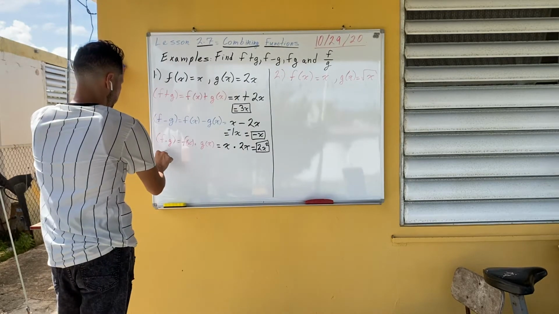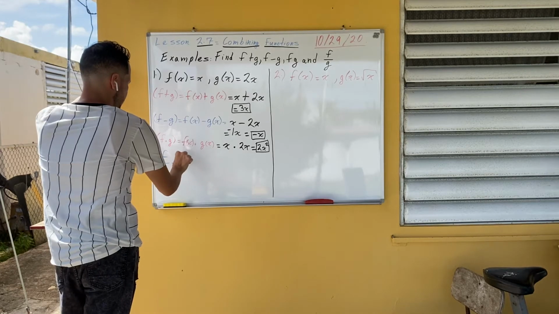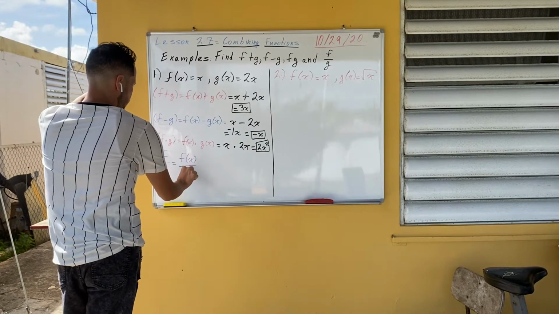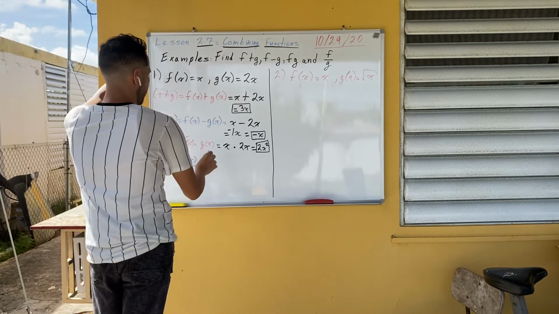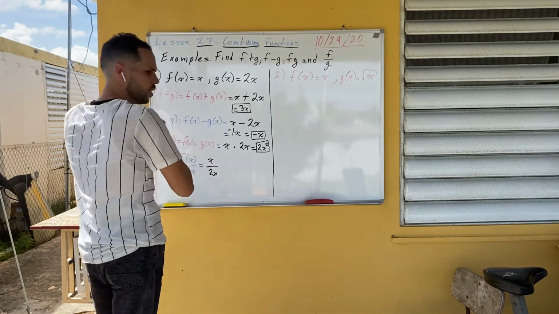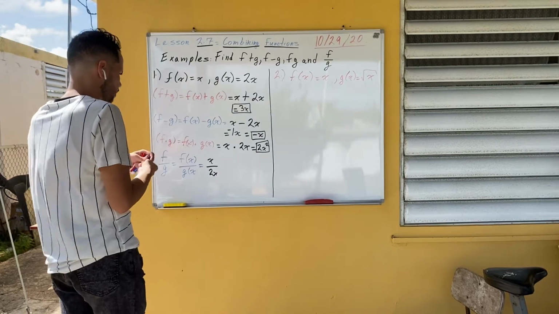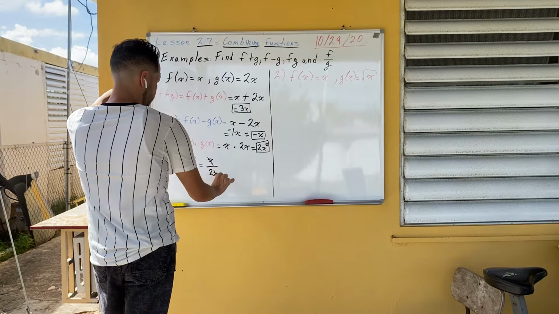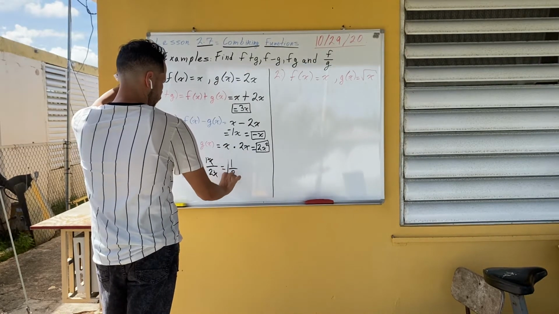So f over g is going to be f of x divided by g of x. In other words, we are finding x over 2x. So what do we do here? We're going to reduce the fraction with x. We're going to cancel the x. So in other words, I'm left with 1 over 2.